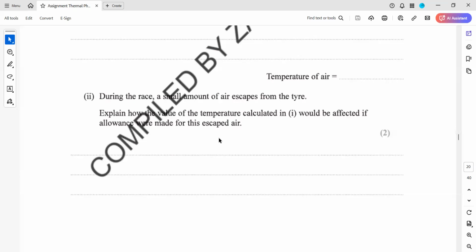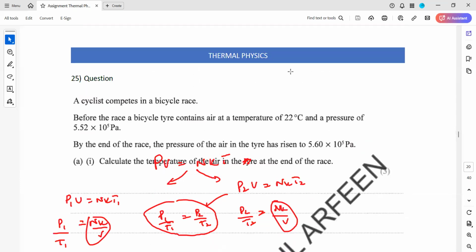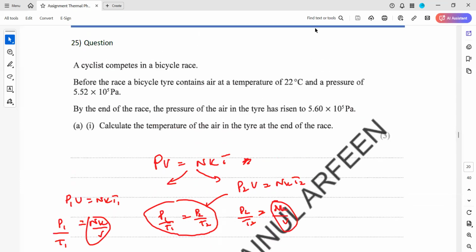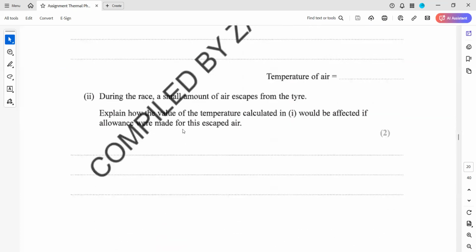You are not supposed to substitute the value of k. It's a fixed value which will be given in the exam. But here, what we are doing is Nk over V for the first equation and Nk over V for the second equation. Both are the same. So we don't have to substitute. We just cancel out this common factor and compare, P1 over T1 equals P2 over T2.